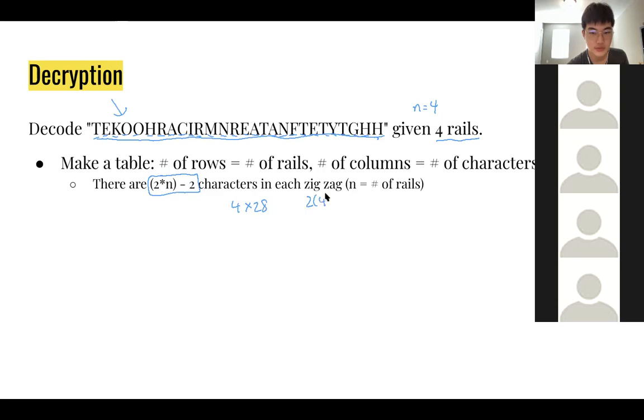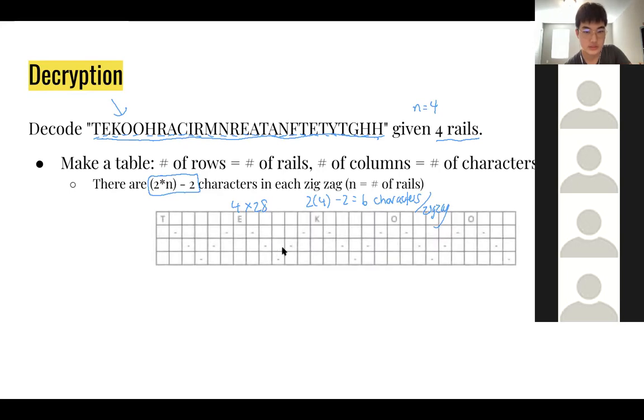So once again, we have n equal to 4 again. So we have 6 characters per zigzag. So basically, here, I'm going to go over to the next thing because it should be animated. That's our 4 by 28 table. And this is basically how you set it up.